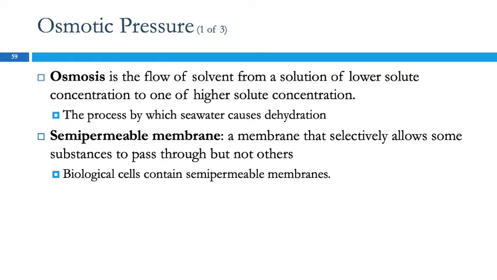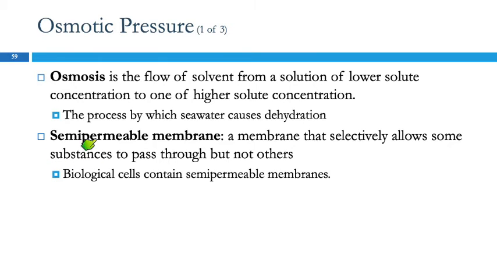Another colligative property is osmotic pressure. So osmosis is the flow of a solvent from a solution with a lower concentration to one of a higher concentration. And that's the process by which drinking seawater would cause dehydration, because it causes the water to move from the less concentrated salt solution in your cells to the more concentrated salt solution in your stomach or intestines.